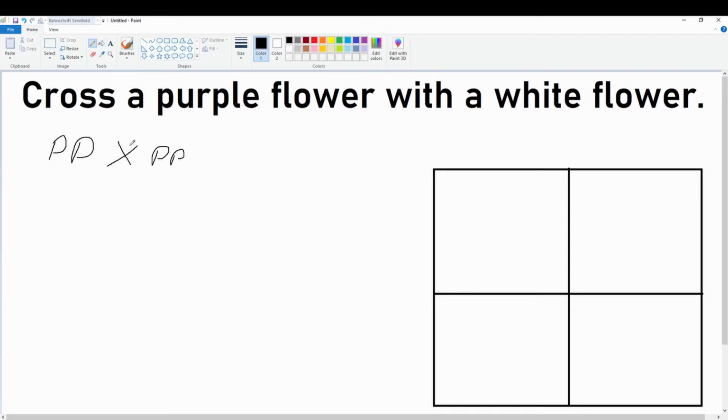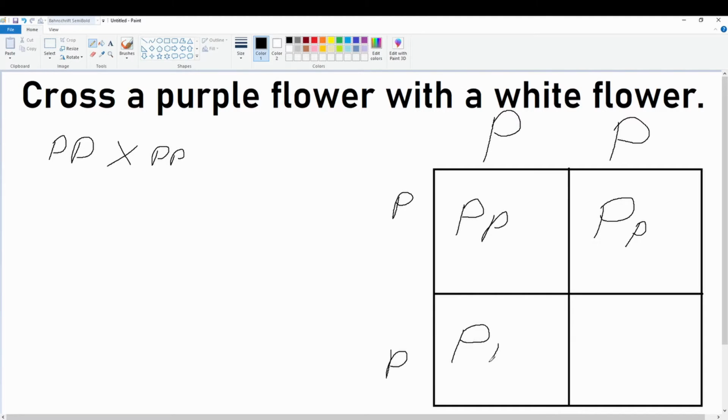Now you want to apply these to the chart here, just a square chart. So we're going to say capital P, lowercase p, and then you combine these so they become one genotype, like so. Capital P, lowercase p, capital P, lowercase p, capital P, lowercase p.